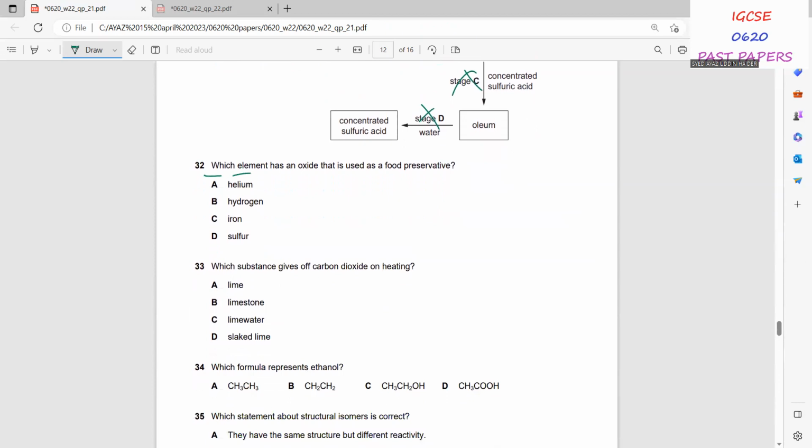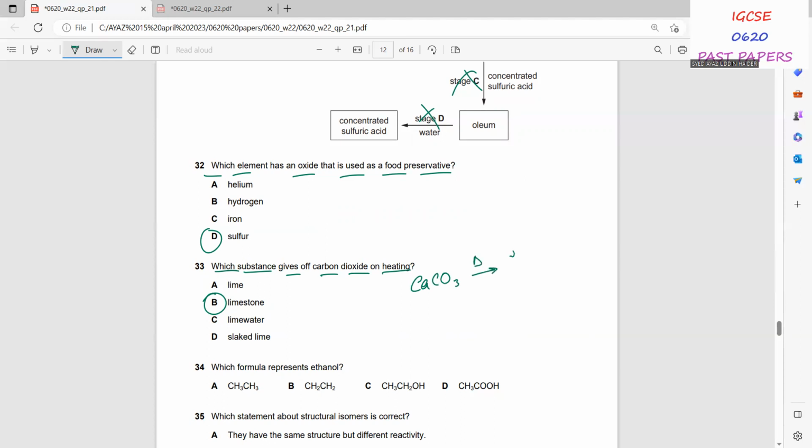32. Which element has an oxide that is used as a food preservative? Sulfur dioxide is used as a food preservative. 33. Which substance gives off carbon dioxide on heating? Limestone gives carbon dioxide on heating. This is the formula of limestone, CaCO3.